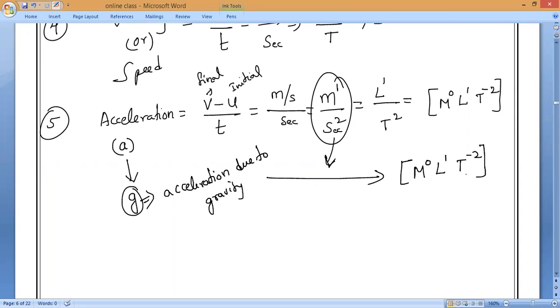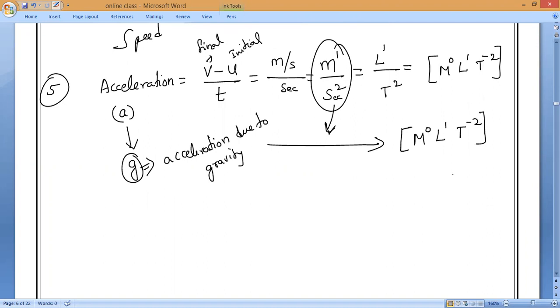So here you have to remember one statement. What is the statement you have to remember? If units are same, dimensions are same. Dimensions are same. Clear? That is what you have to remember.